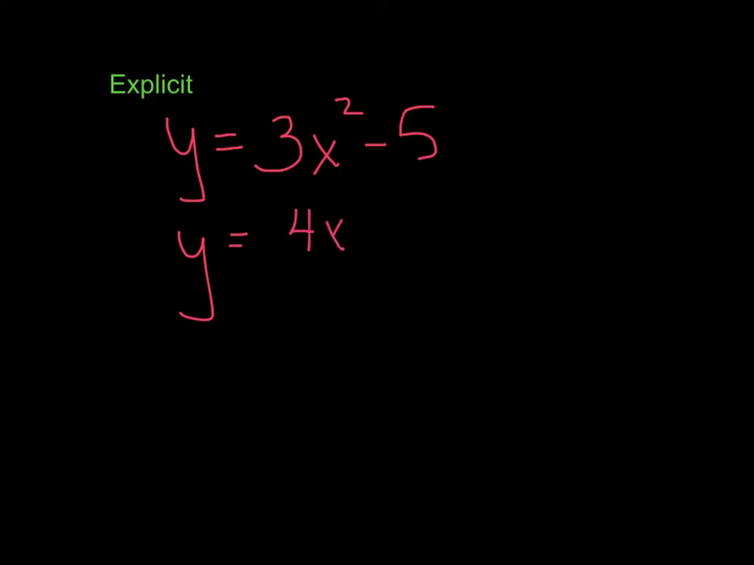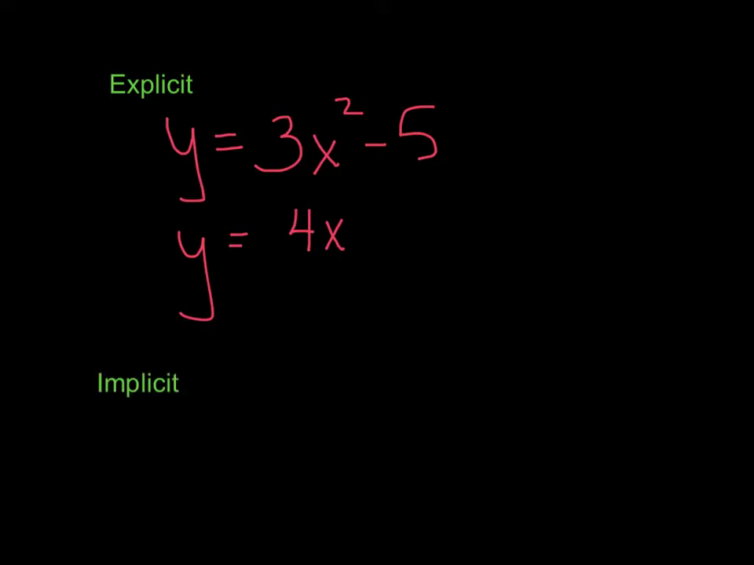Up until today, everything we've done so far has been an explicit equation. For example, most equations have said y equals, for example, 3x squared minus 5. This is explicitly solved for y. Or y equals 4x. Okay, we could easily get y by itself.